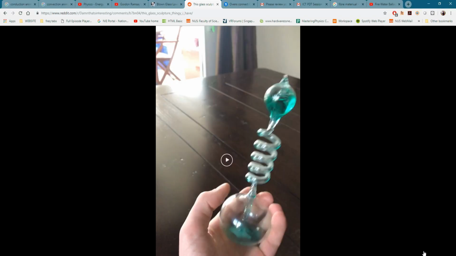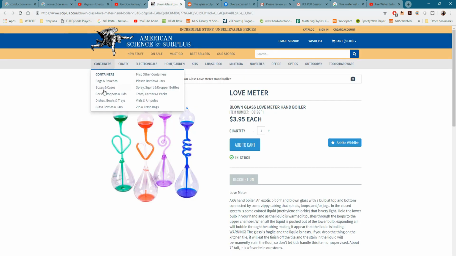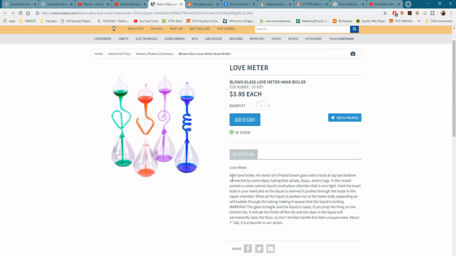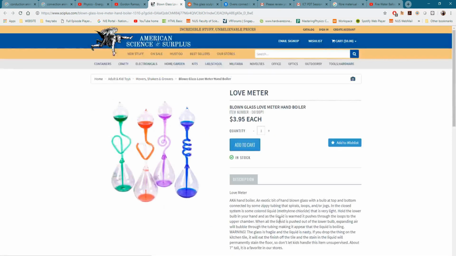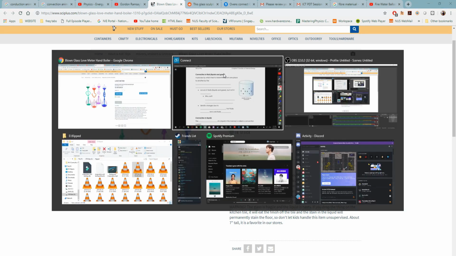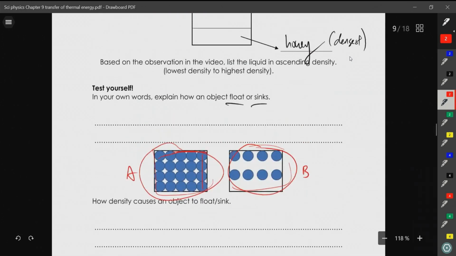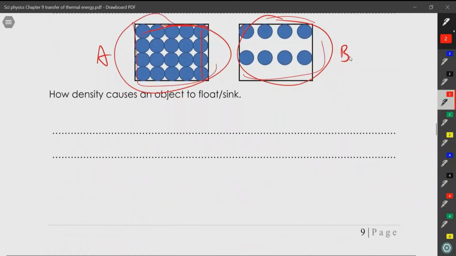If you want to buy it, you can go on to this website and buy it yourself. The description is here, explaining what's happening. Maybe you want to pause and take a look at what's actually happening. That's an interesting toy, and it doesn't really link with convection current, but it has to do with density.